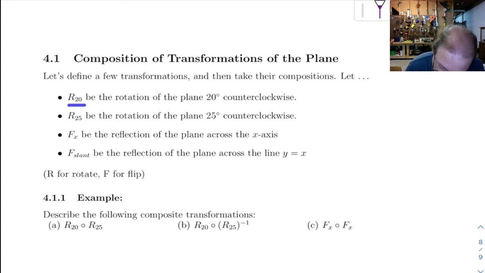So R20 is going to be the transformation that rotates the plane 20 degrees counterclockwise. R25 will be the one that does it 25 degrees counterclockwise. Fx is going to be the reflection across the x-axis. F slant is going to be the reflection across the line y equals x. So I've got F here for flip and R for rotate, using flip since reflect and rotate have the same initial.